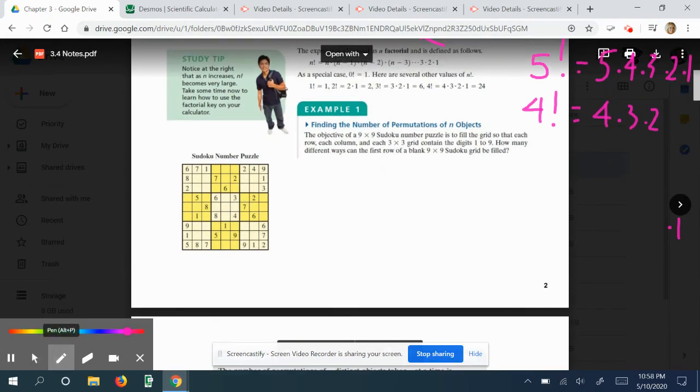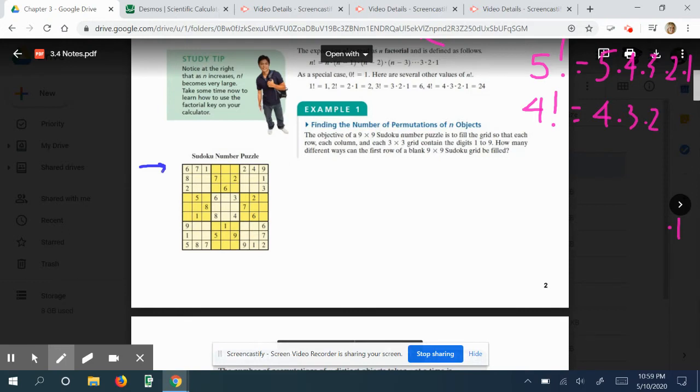Example 1 says the objective of a 9x9 Sudoku puzzle is to fill the grid so that each row, column, and each 3x3 grid contain the digits 1 through 9 only once, right? So how many different ways can the first row of a blank 9x9 Sudoku be filled out? It's interesting how many there are.